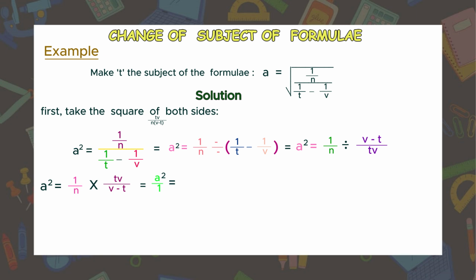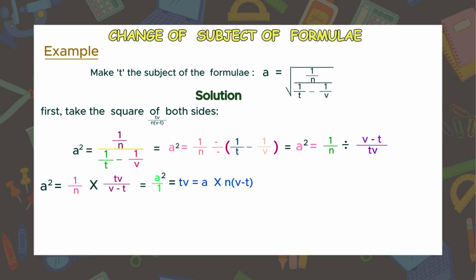Remember that we want to make t the subject of the formula. So from here, we can cross multiply over 1. That means this one will marry this one. So TV is equal to a squared multiplied by n into v minus t. That is what we are going to have.